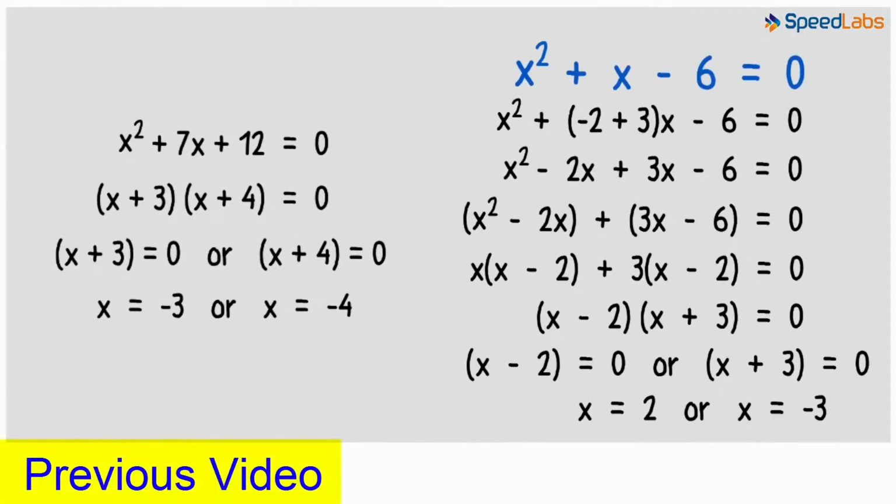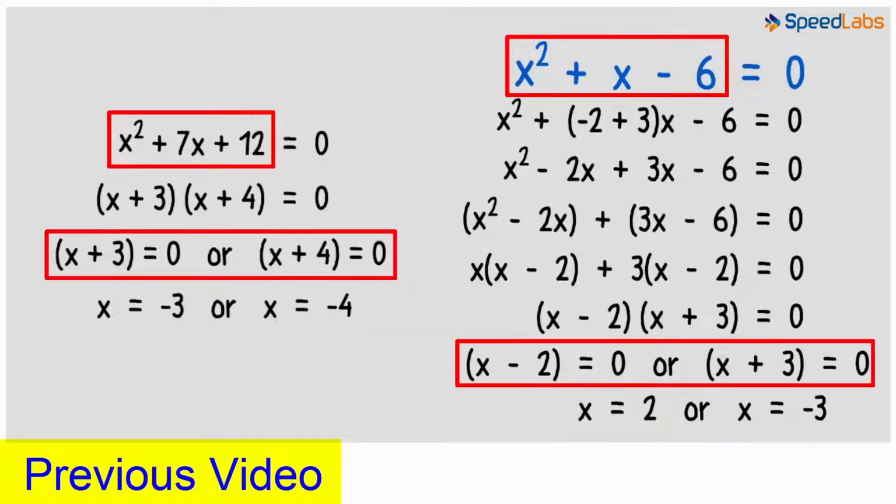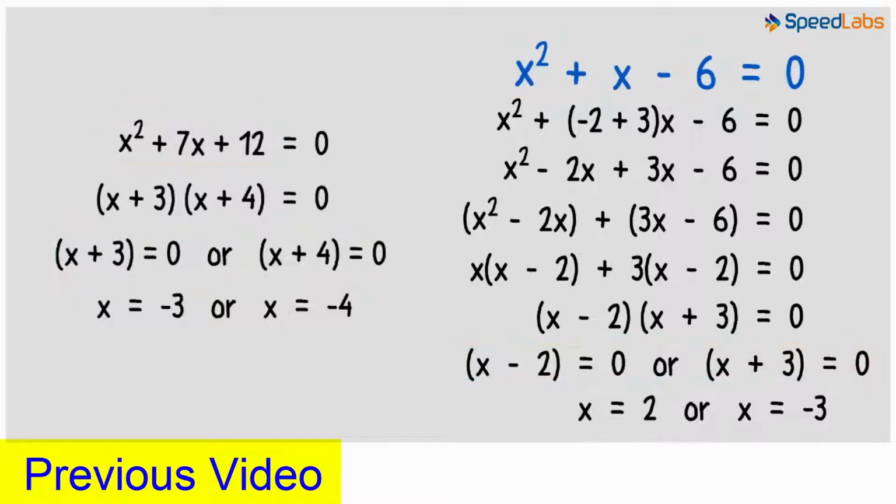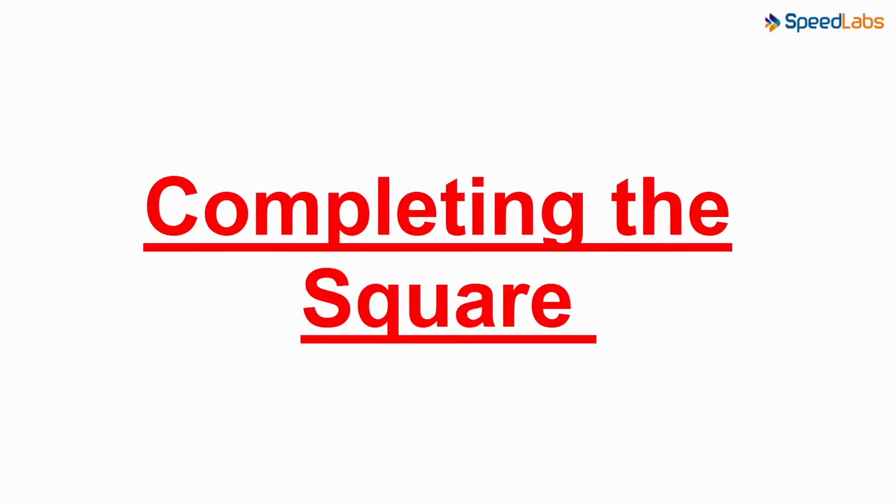In the previous video, we found the solution of a quadratic equation using factorization. We factored the polynomial on the left and equated the linear factors to 0. There's another beautiful way in which we can find the solution of a quadratic equation. And that method is called the method of completing the square.